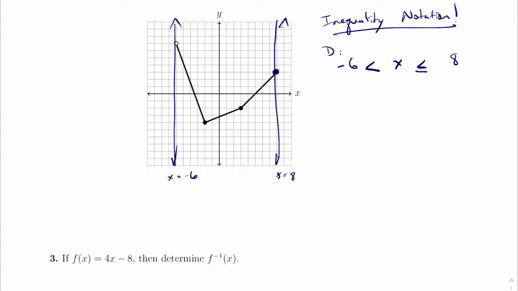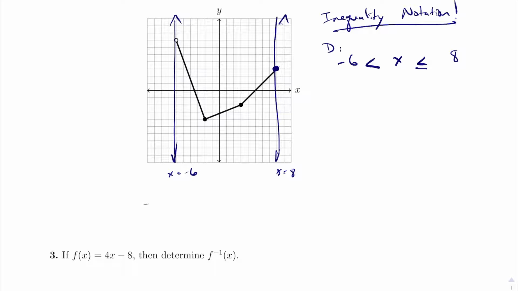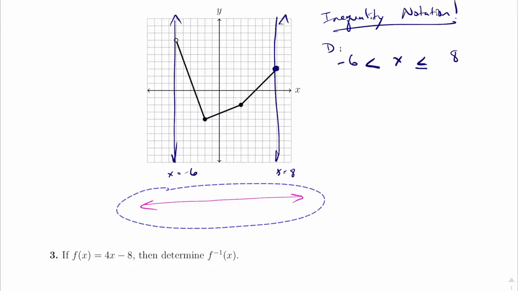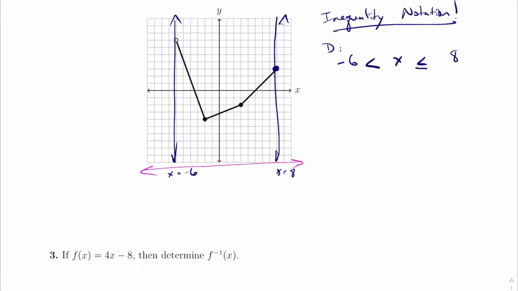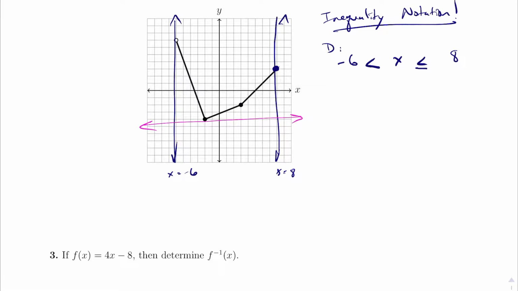Okay, next up, we've got the range. Let me switch to pink for range. Range is going to be the y values. I can just draw it down here so I can do the same thing that I did before. In order to find the range, we need to keep raising this until we hit the lowest possible y value, which is right there. And so that's y equals -4.